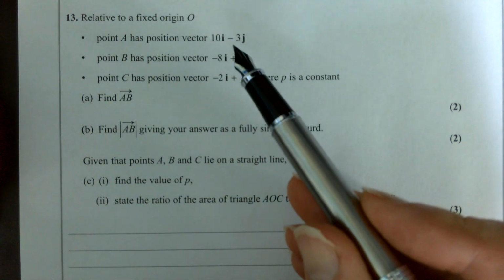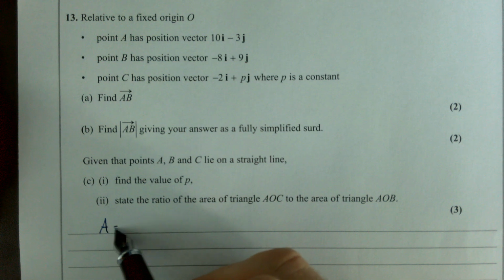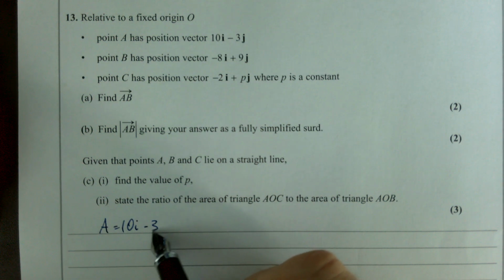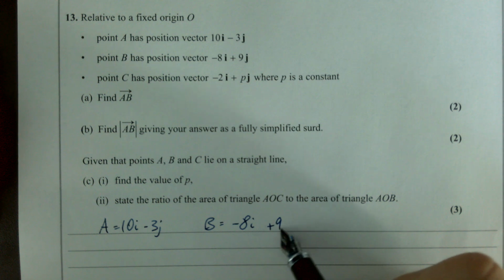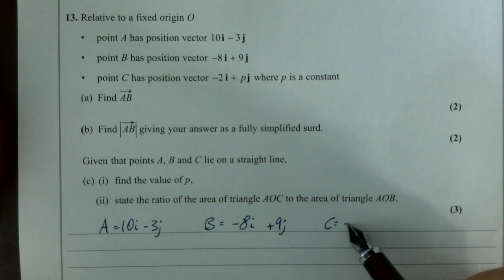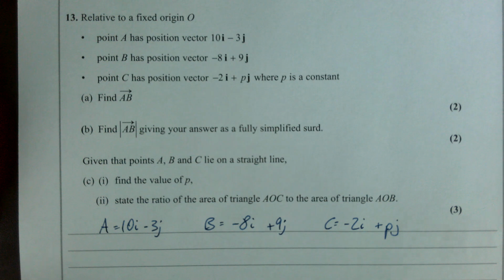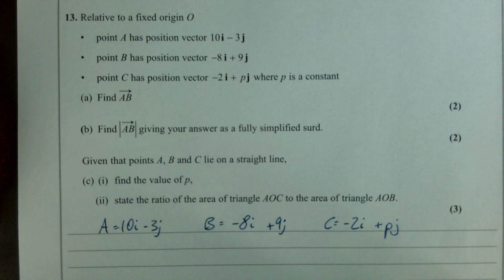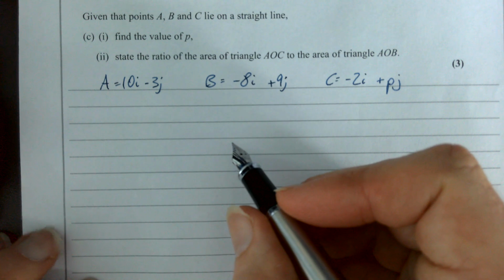So we've got 10i minus 3j. I'm just going to write those down first of all. A equals 10i minus 3j. B is minus 8i plus 9j. And C, negative 2i plus pj. So first of all, we're finding AB. So it's starting from an origin O.